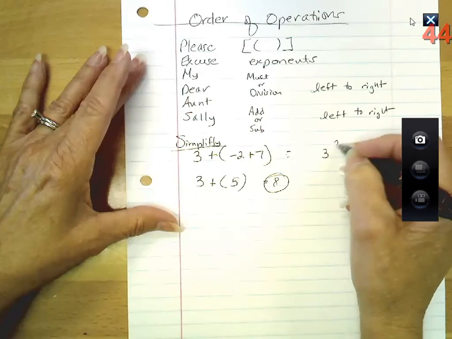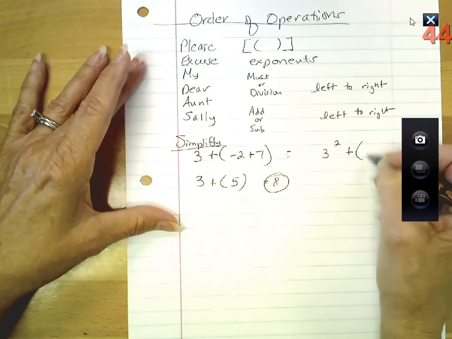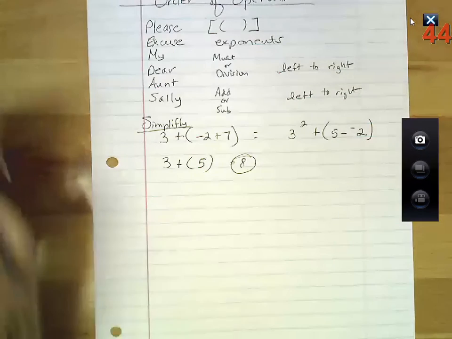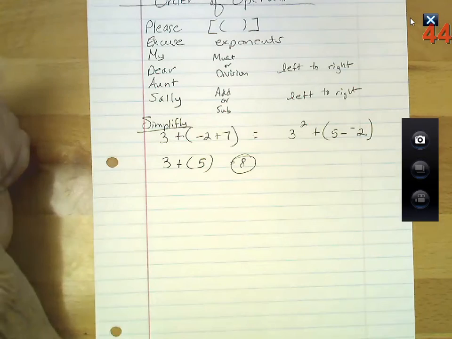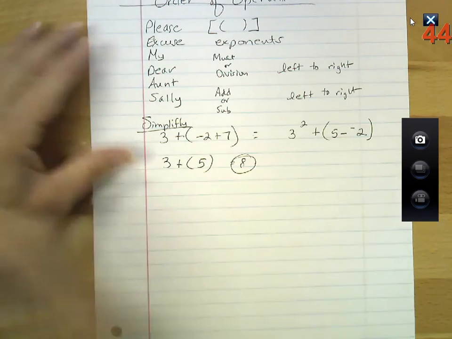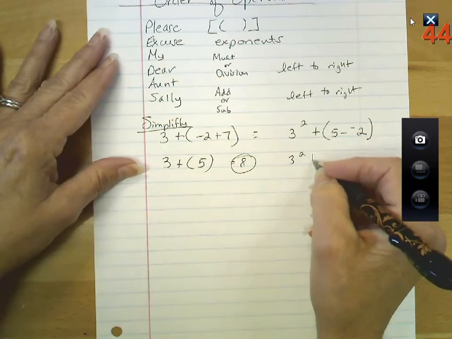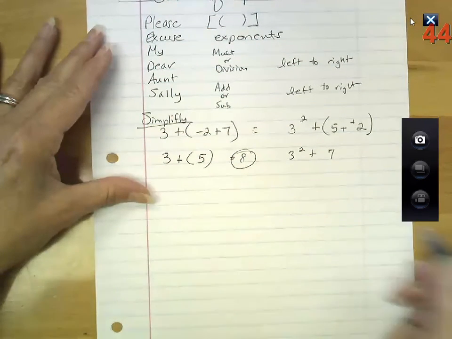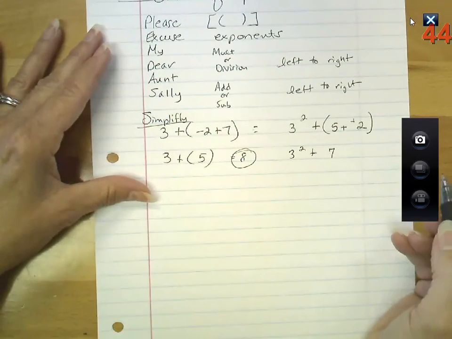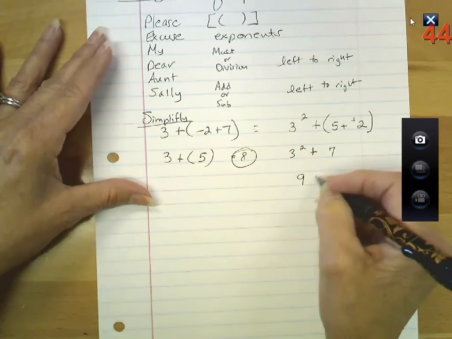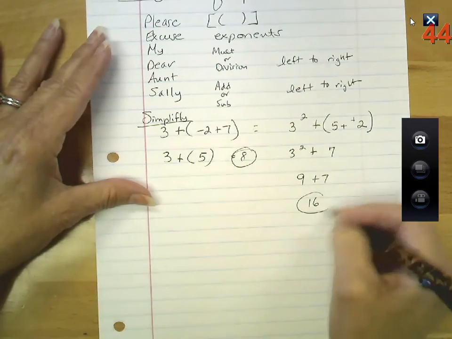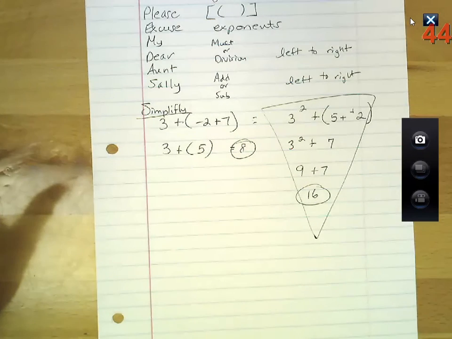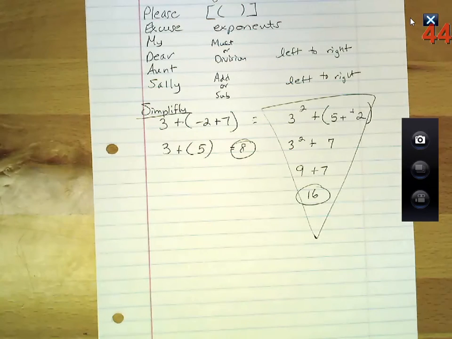If we have one like this, 3 squared plus 5 minus a negative 2, what are we going to do first? 5 minus the negative 2. All right, so we have 3 squared plus 7. Now what do we do? The exponent. 3 squared is 9 plus 7 is 16. Most of the time, these will make a triangle or a pizza, depending on whether you're hungry or not.